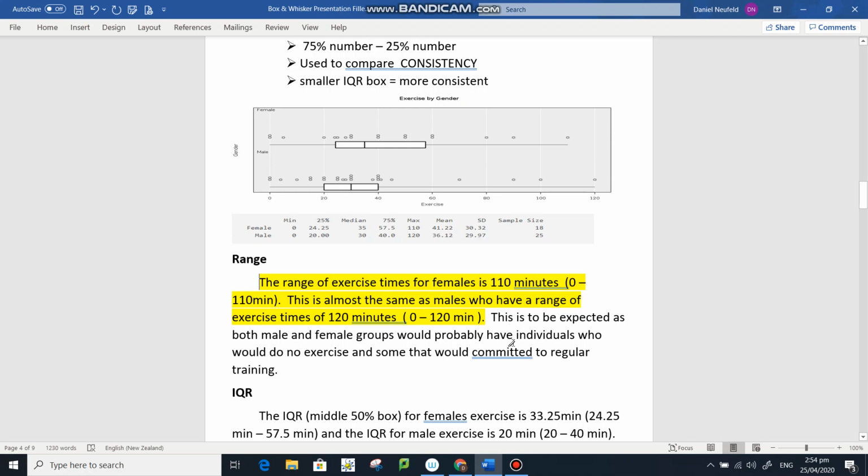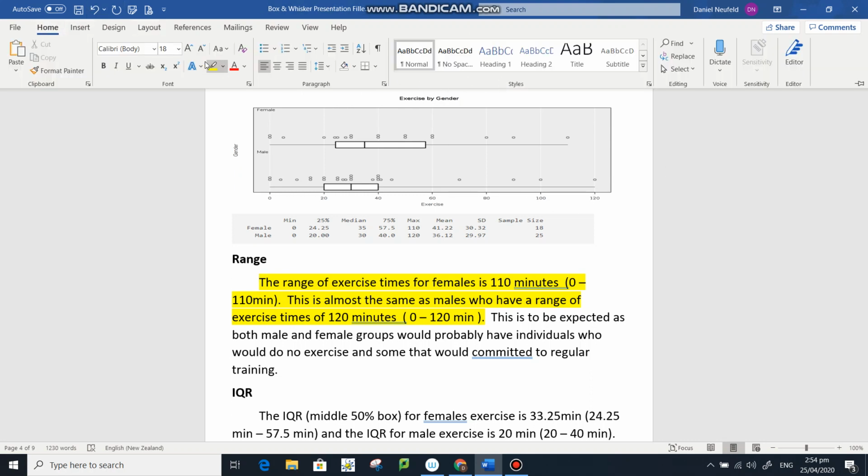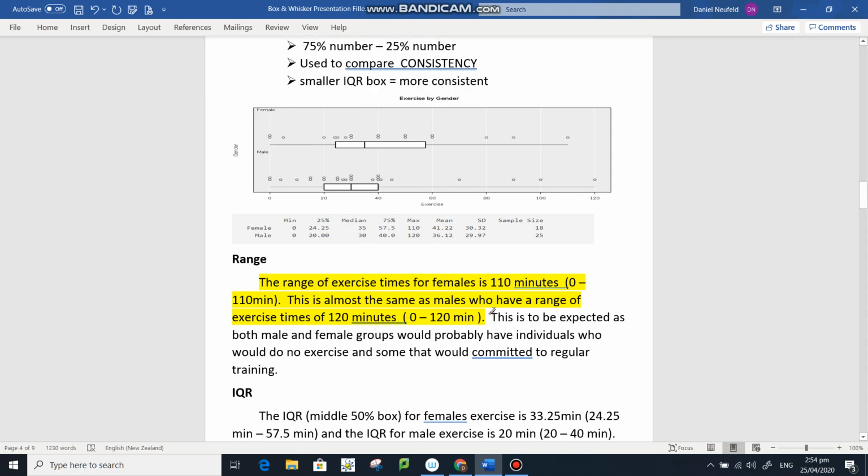And then again, going into some reasons why, so my merit, kind of excellence idea. It's to be expected, as both would probably have people who do exercise and people who do no exercise. There's nothing that we would expect otherwise. On average, when we're looking at the average and the median, that might be different. But when we're just looking at maximums and minimums, it makes sense that they were close to the same. Actually, I would go for excellence because, again, this is more the why. Why this is the way it is.